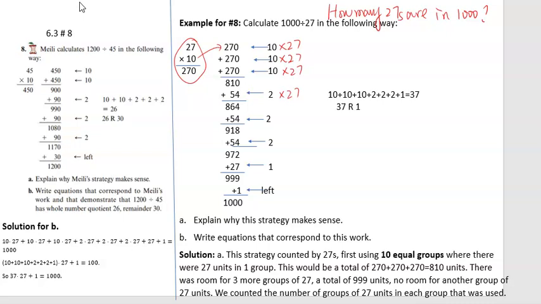And we add 54 to that, we end up with 864. It's still far away from 1,000. So we're going to do another 2 27s, 54.